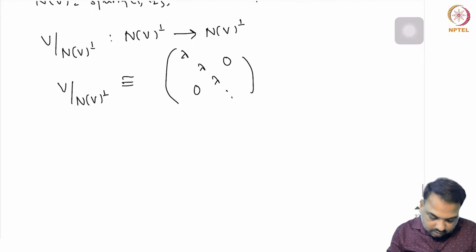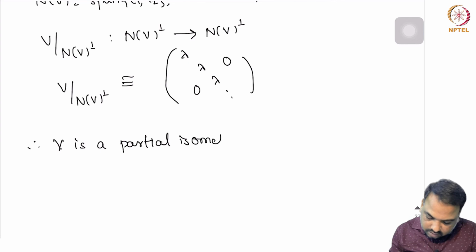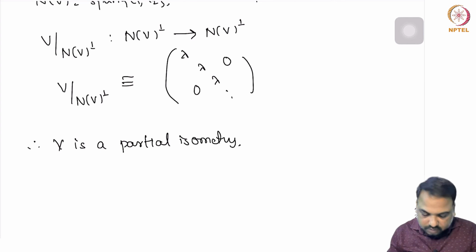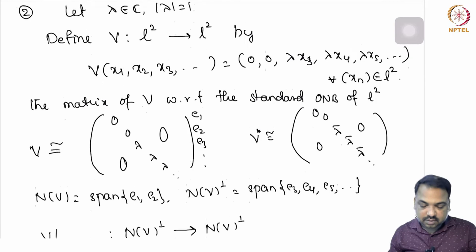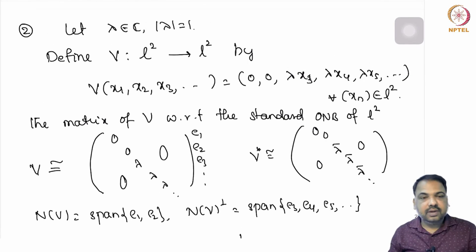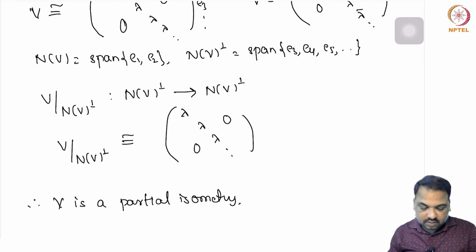So therefore V is a partial isometry, but this is not an isometry, because if at all this is an isometry, it has to be 1-1, but here kernel of V is exactly span of E1 and E2, which is non-zero. So this is a partial isometry but not an isometry.